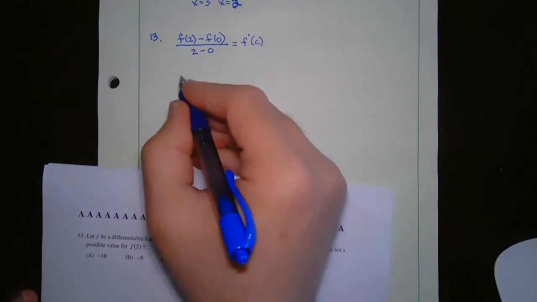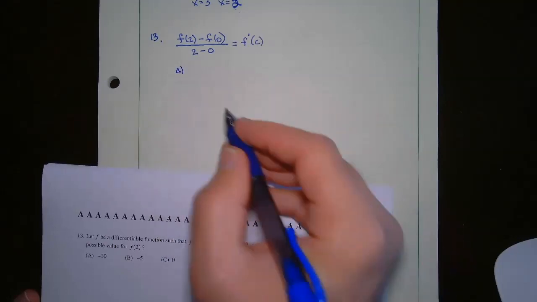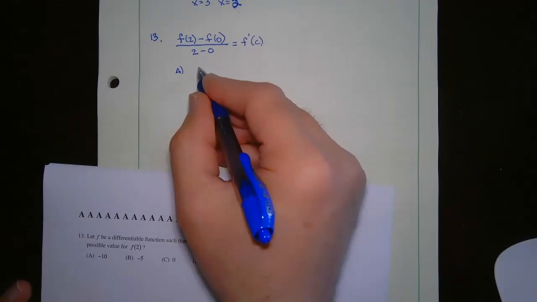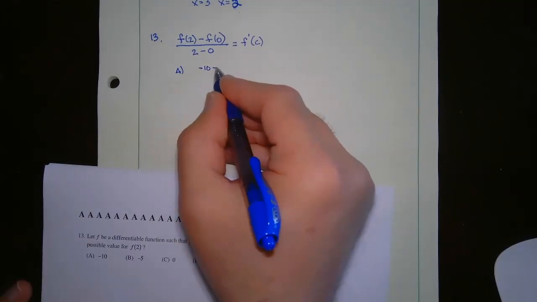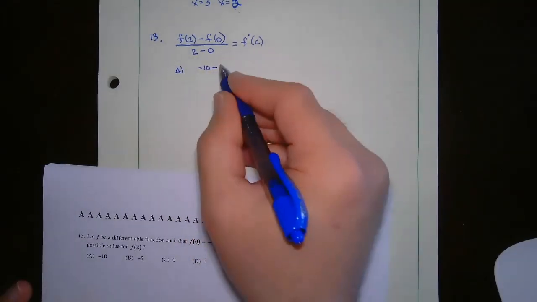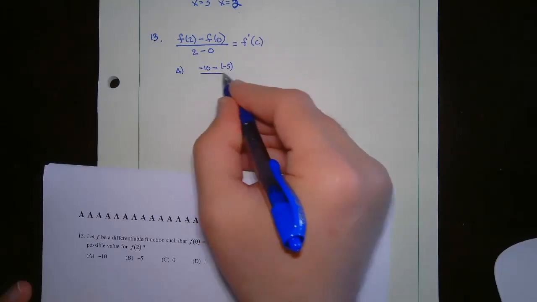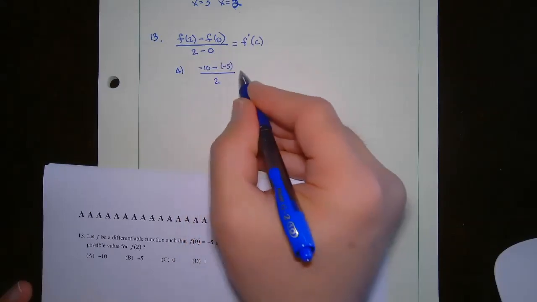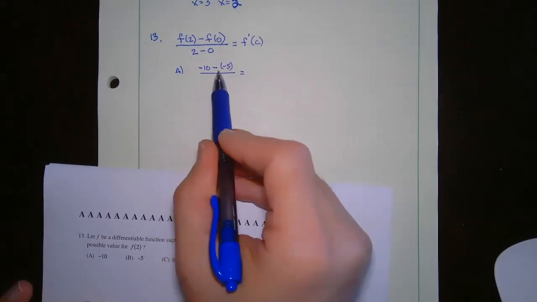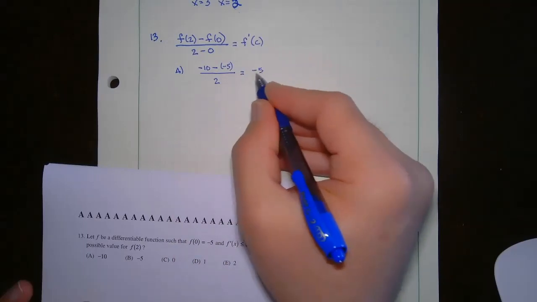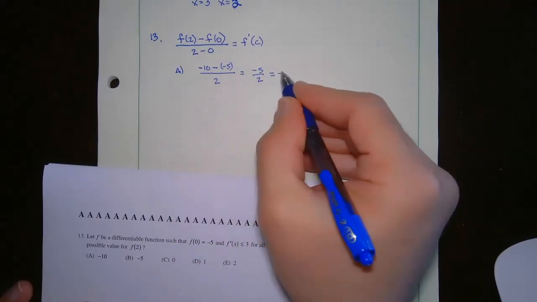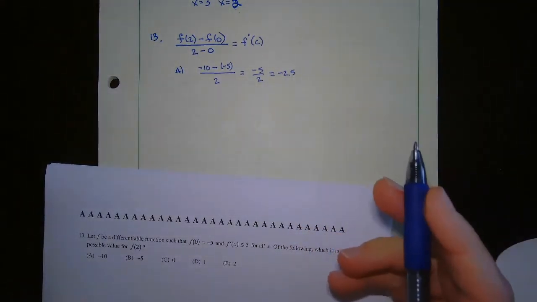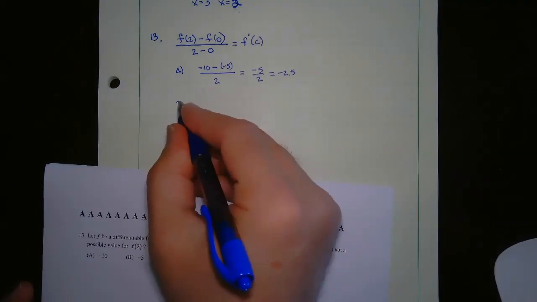Okay, so if we do part A, okay, f of 2, we're saying it's negative 10, so that'd be negative 10 minus f of 0, which we know is negative 5, over, and to make this quick, this denominator is always going to be 2, right? Okay, so this is going to be negative 10 plus 5, which would be negative 5 over 2, and that's negative 2.5. Well, that's less than or equal to 3, right? So that one works, okay? That one's true. So now we have to look at part B, okay?